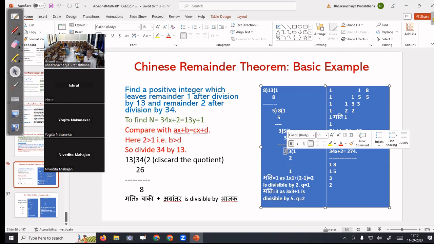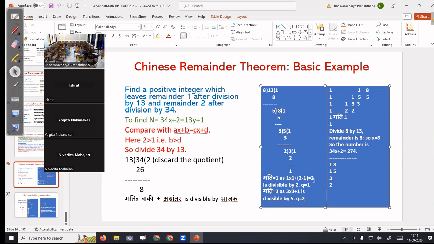Now, what is the quotient? You divide by 2 and get the quotient. Quotient is 1. Here, can you take 3 as Mati? 3 into 1 plus 1 is also divisible by 2. So you could as well take 3 as Mati. Mati can be anything, any solution is fine. But can you take Mati equal to 2? Not possible, because if I replace Mati 1 by 2, then 2 into 1 plus 2 minus 1 is 3, which is not divisible by 2. But I can take Mati equal to 1 or 3 or any odd number. We take the smallest so that our calculations will be smaller.